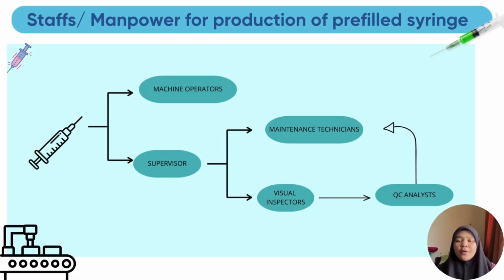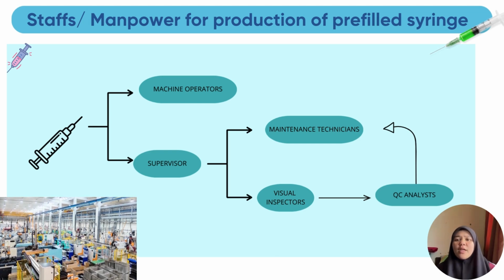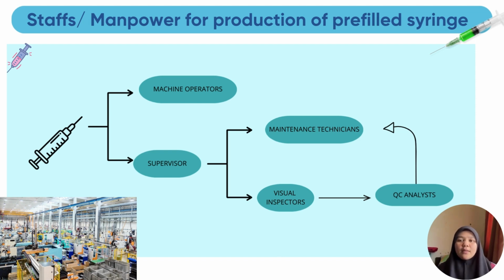In a pre-filled syringe production facility, various stages of the process require specific staffing to ensure efficiency, compliance, and product safety. The filling area typically needs 2 to 3 machine operators to handle the equipment, along with 1 supervisor to oversee performance and compliance and 1 maintenance technician to address any technical issues. For visual inspection, if it's manual, 4 to 6 inspectors are required, but if automated, only 1 to 2 machine operators are needed, along with a supervisor to monitor the process.